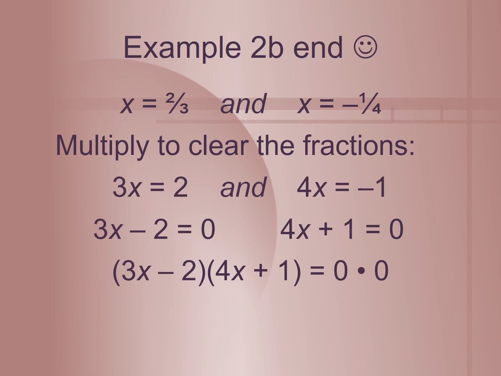Now we can multiply those out using the FOIL method or the box method. And our solution ends up being 12x squared minus 5x minus 2 equals 0. That's the original equation.